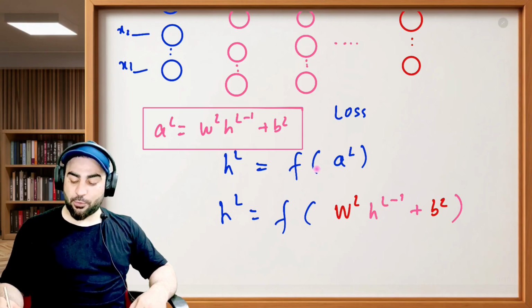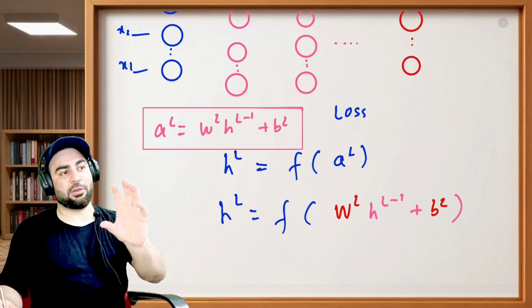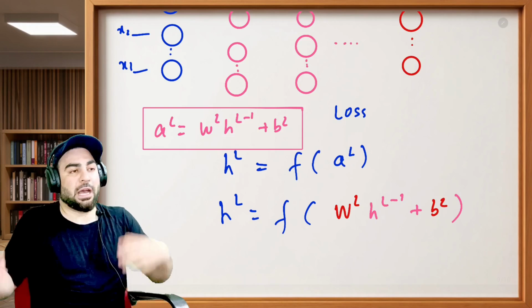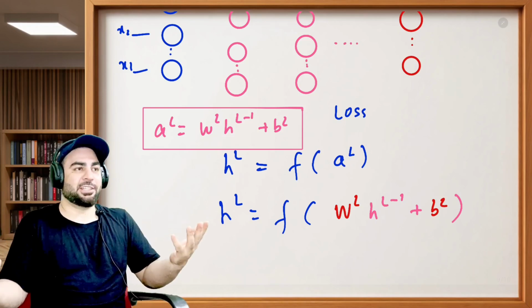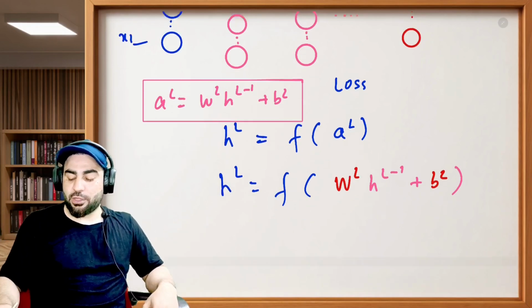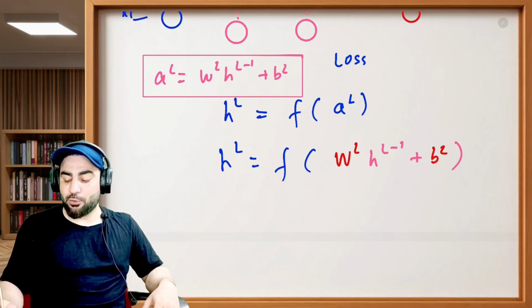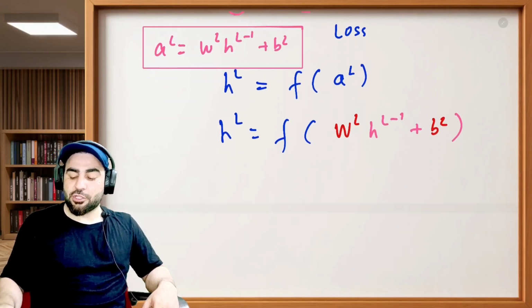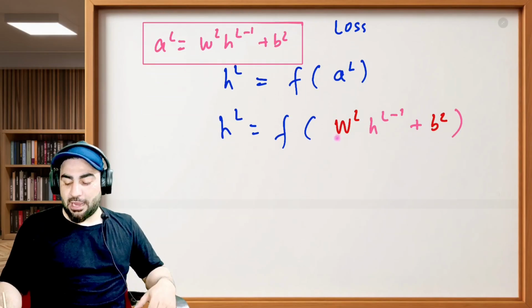This HL was a product of AL, where we were applying some activation function. I cannot do much with the activation function. So I said, can I dissect this AL more? Yes, I can write WL HL minus 1 plus B. So what can I change? What do I have control over? I have control over these W and biases. I can control this.